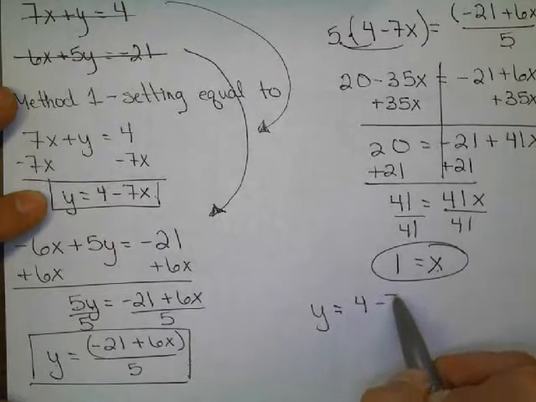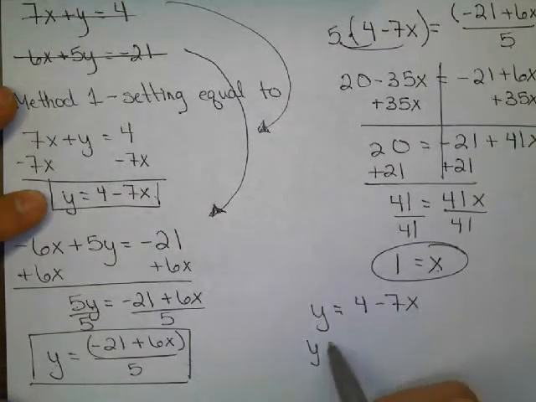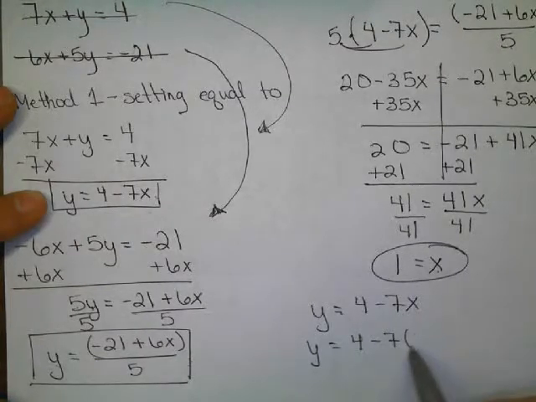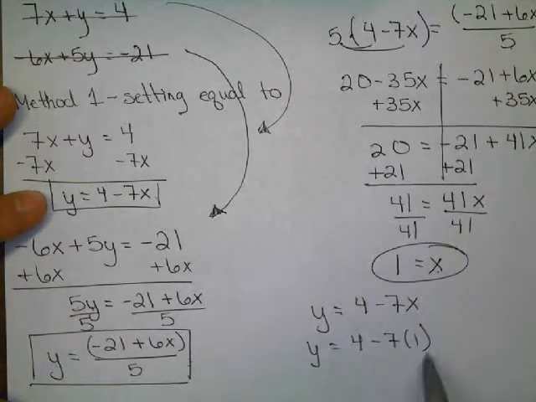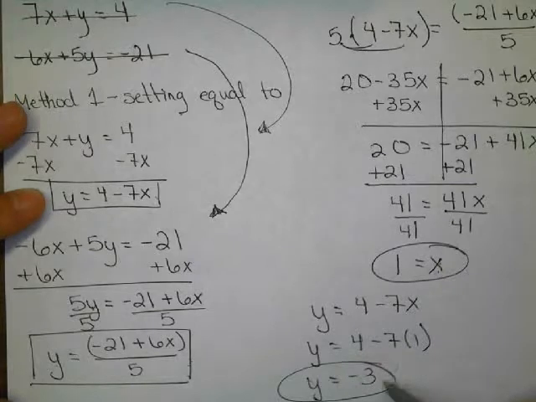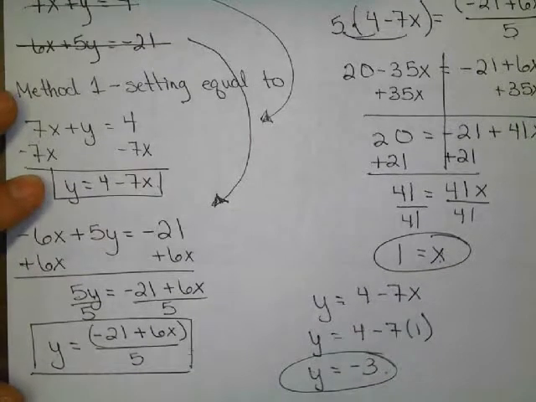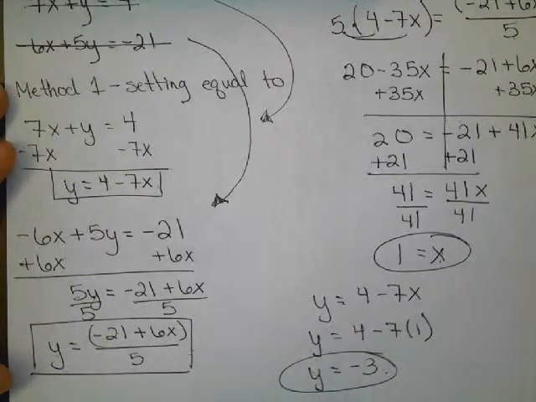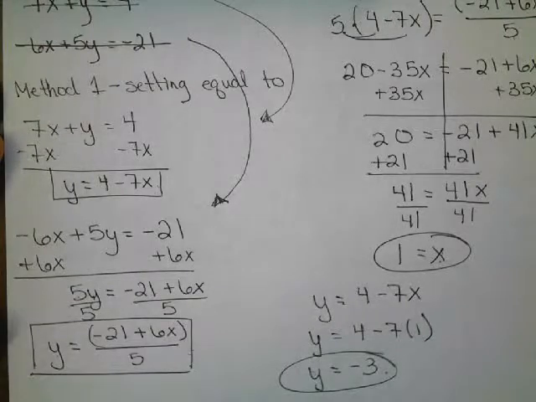So I have y equals 4 minus 7x. Well, if x is 1, I'm going to plug in 1 for x, and then if you put this in your calculator, 4 minus 7 is negative 3. So x is 1 and y is negative 3, and that's my answer. And that's how you can solve by setting the system equal to each other.